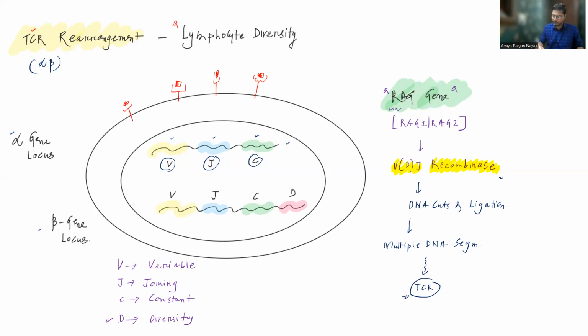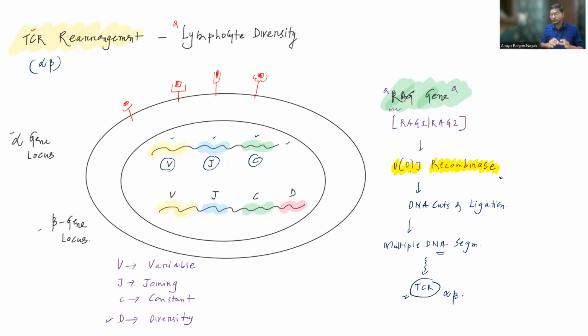Okay. So this DNA segment can be transcribed and translated to produce the protein product, that is the T cell receptor. Of course, we are discussing the alpha beta, so they will produce the alpha beta T cell receptor. This will also happen for gamma delta. It will also happen for the NKT cell receptor, but we are only focusing on the alpha beta because that is more important.